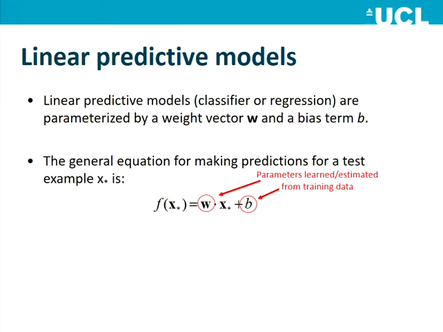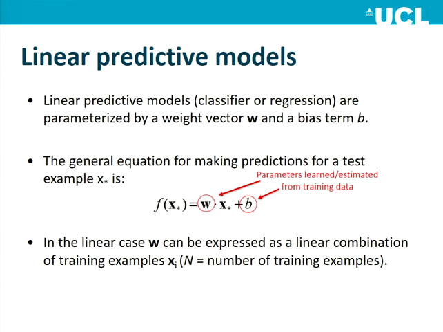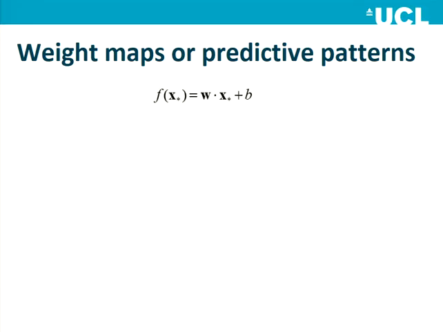So in the linear case, W can be expressed as a linear combination of the training examples. So W is given by this linear combination here, where xi are representing our training examples. So basically what we really learn is the alphas, which is the contribution of each training example for the predictive function. The reason why I'm talking about this W is because it has the same dimensionality of the original data, and we can visualize it.